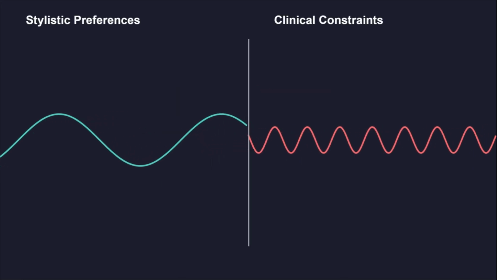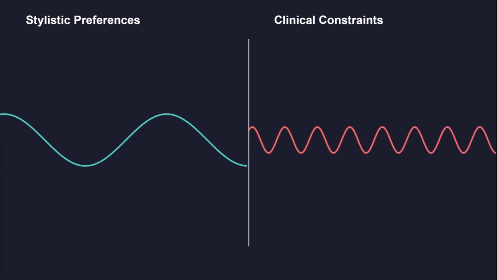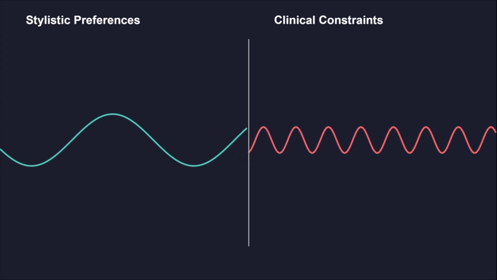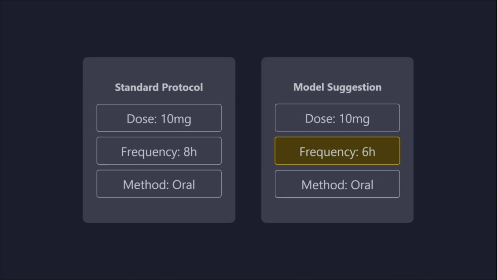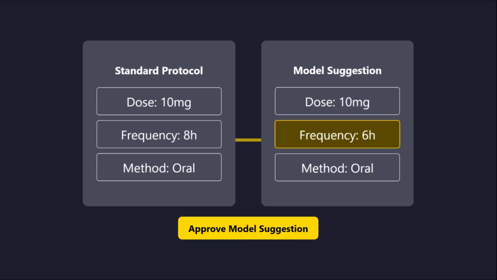Differentiate between soft stylistic preferences and hard clinical constraints. A violation of a hard constraint must trigger an immediate system override or a warning flag. Design the user interface to highlight where the model suggestion deviates from the standard protocol, allowing the clinician to make an informed decision for unique cases.